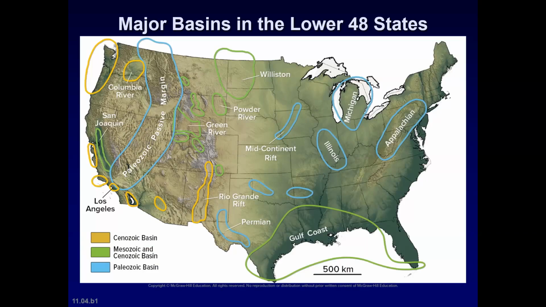And here are the major basins that we have in the lower 48. Note the Michigan Basin and the Illinois Basin. Those formed within the continent, probably due to Paleozoic collisional tectonics in the Appalachians. So kind of the eastern extent of what happened with the Appalachians, believe it or not.